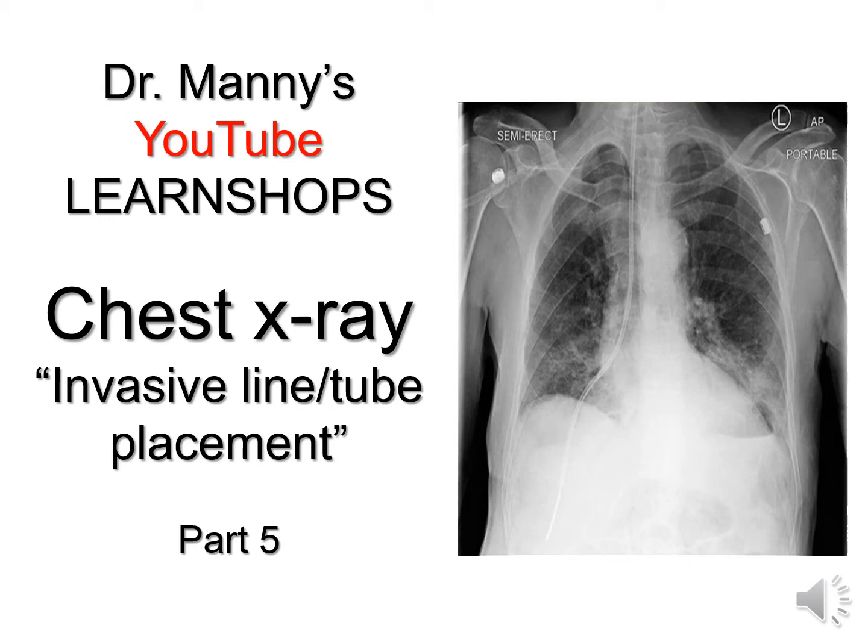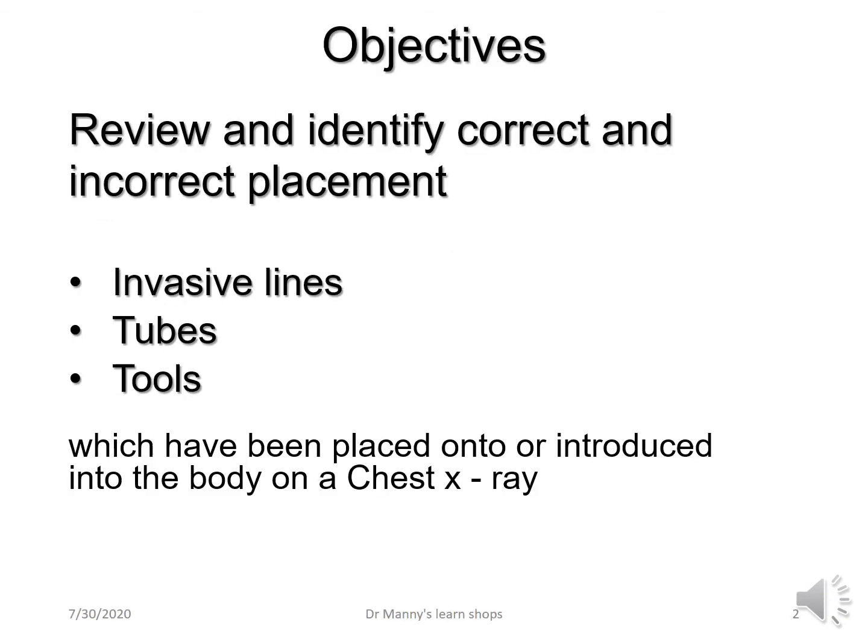This is part 5, the final component of chest X-ray interpretation, looking at invasive line, tube or tool placement. The objective for this session is to review and identify the correct and review the incorrect placement of invasive lines, tubes or tools which have been placed onto or introduced into the body and are seen on a chest X-ray.